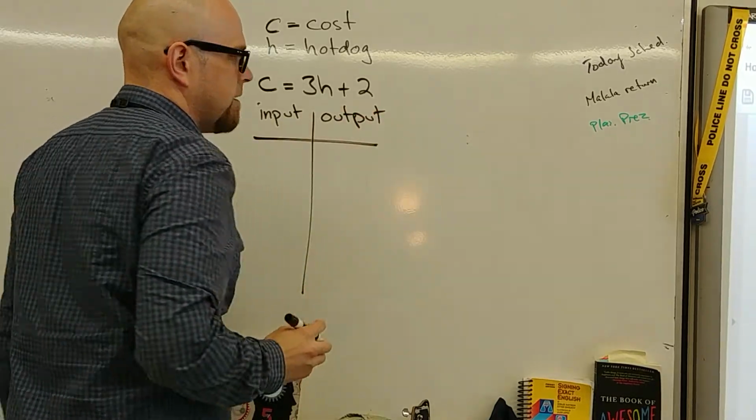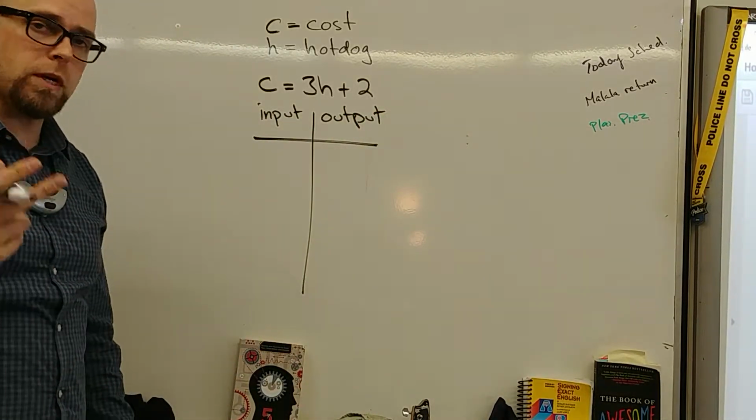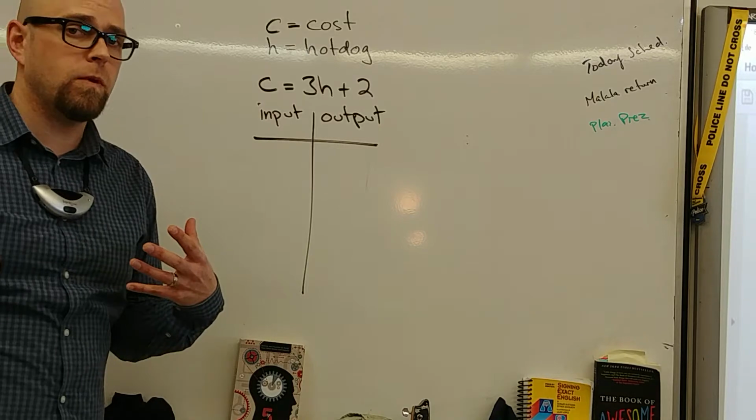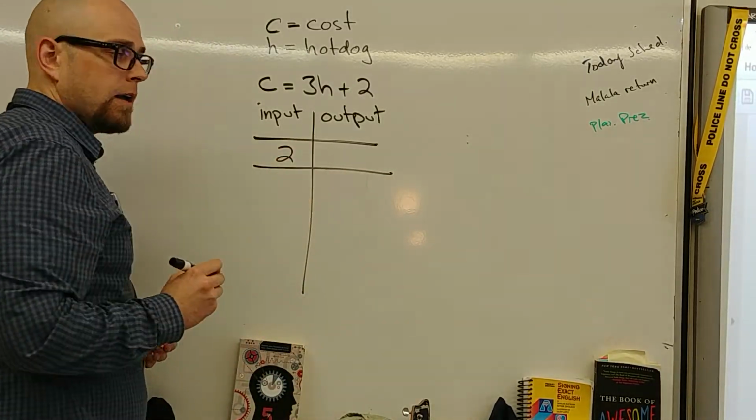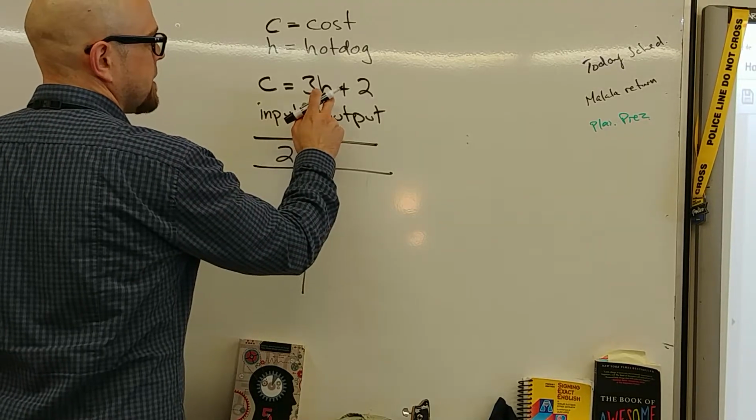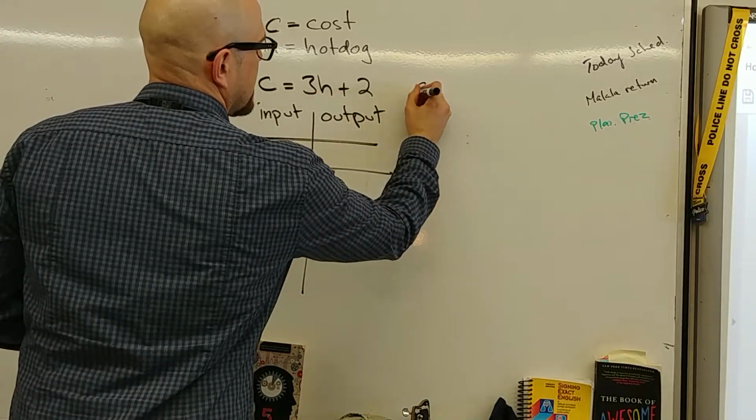So I'm standing in line, I'm at the fair. I want 2 hot dogs. I've got to figure out what it's going to cost me. Well, if I input 2 hot dogs, that means I'm going to replace H with a 2. So let's do that.